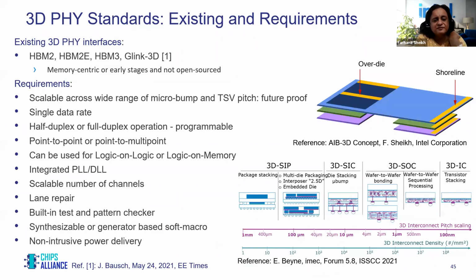So here, what I'm showing is first, what is out there in terms of 3D PHY interfaces. Now, the list is starting to grow. There's a lot of memory-based interfaces, as you already know, and then there's some new ones coming online. A lot of them are in the early stages or not open source. One example is G-Link 3D from GUC. It's very specific to TSMC's packaging technology, and it is not open sourced. You have to purchase the hard macro from them. And also, it's very early stage.